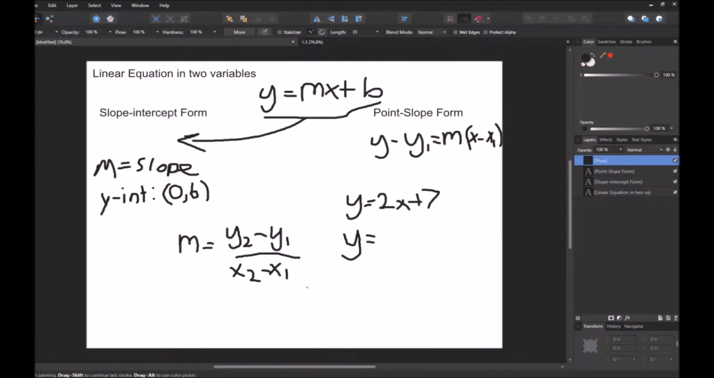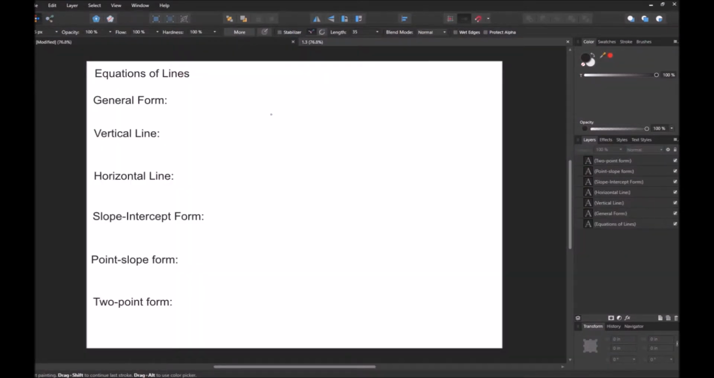And then if we were going to list the other equations of lines, these are equations of lines. I'm not talking about a parabola here or a quadratic function. I'm talking about a strictly linear line. So we have the general form, which is ax plus by plus c equals 0. And again, you may not need to memorize these, but it's good to have knowledge of them.